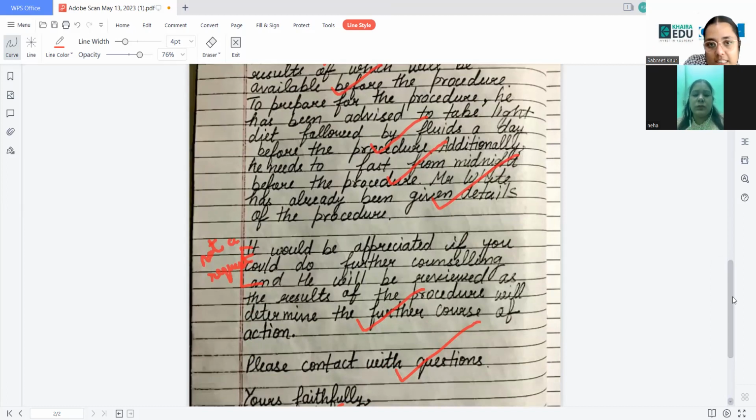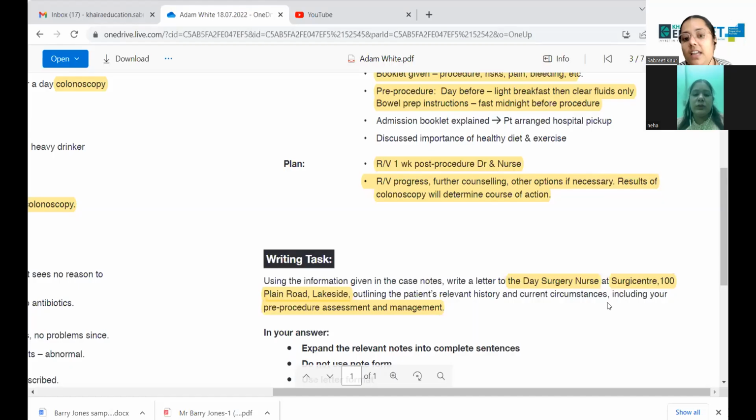Now, let me show you the case. Just give me a second and let's play my screen. If you see, they've mentioned in the plan: review 1 week post procedure by doctor and nurse, and review progress, further counseling and other options. So the review of the progress, further counseling and other options will be done by the sender of the letter, the doctor and the nurse, not the recipient of the letter.